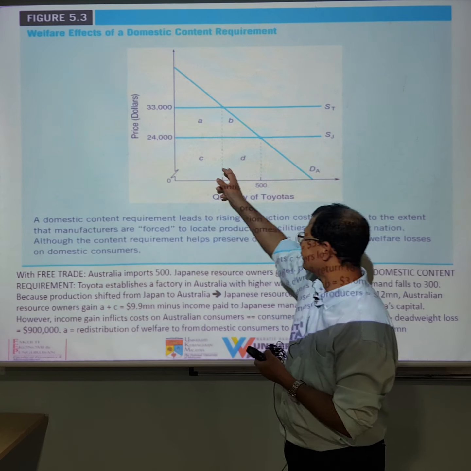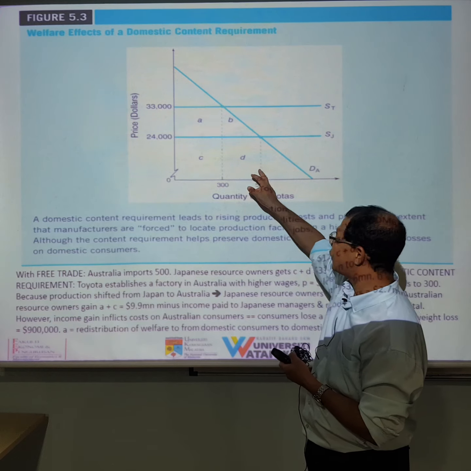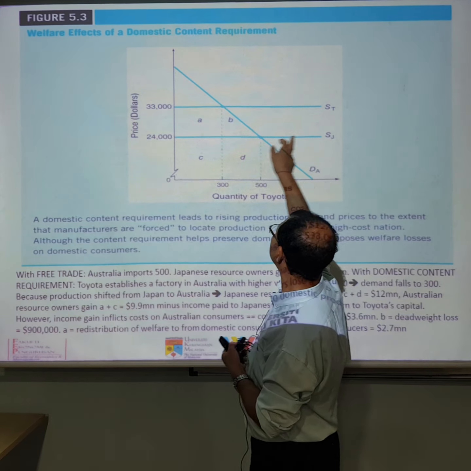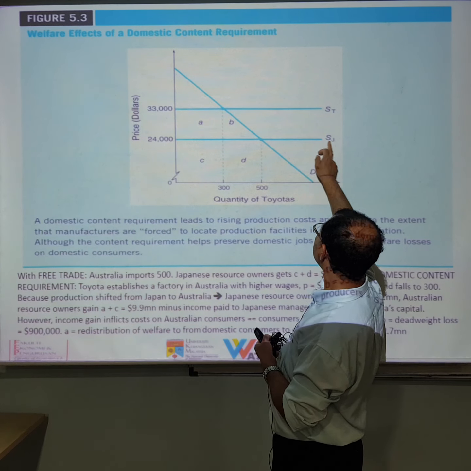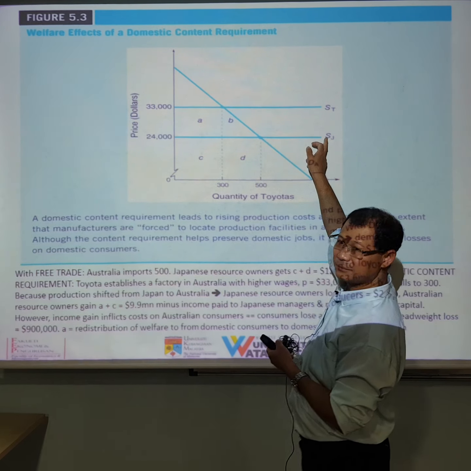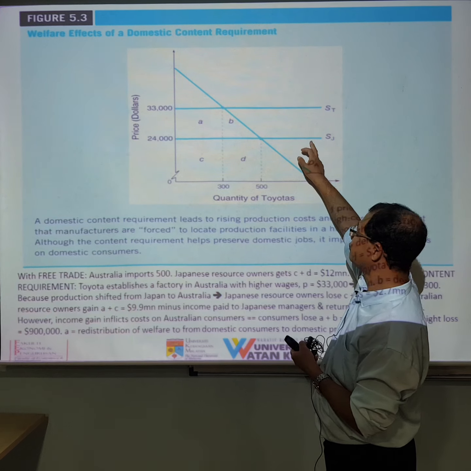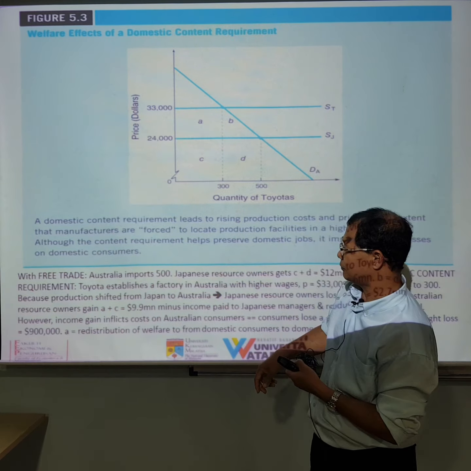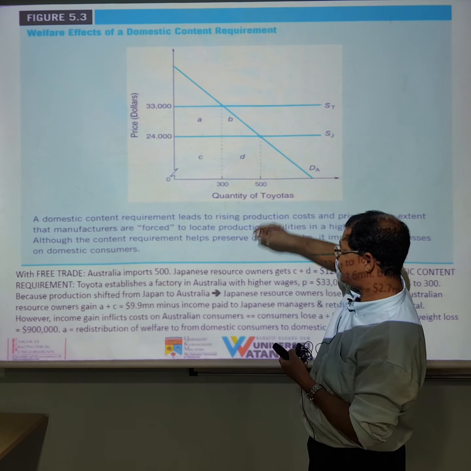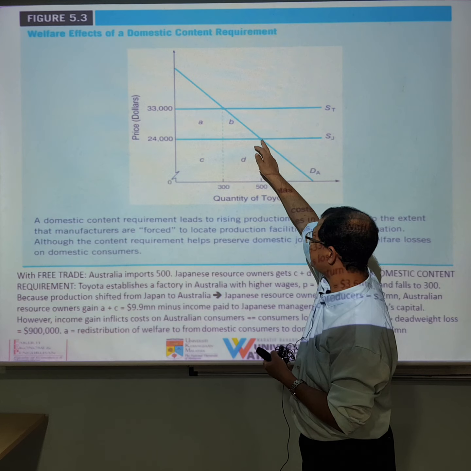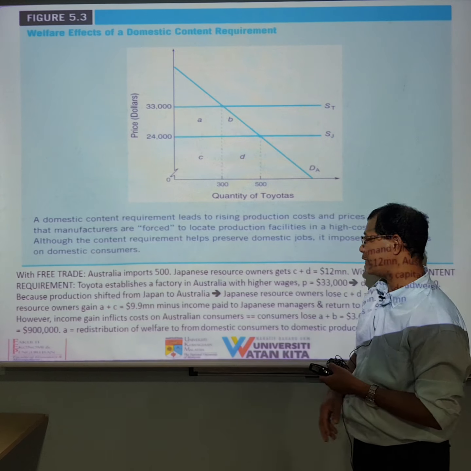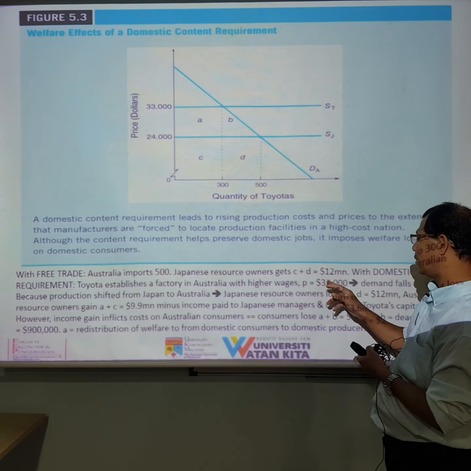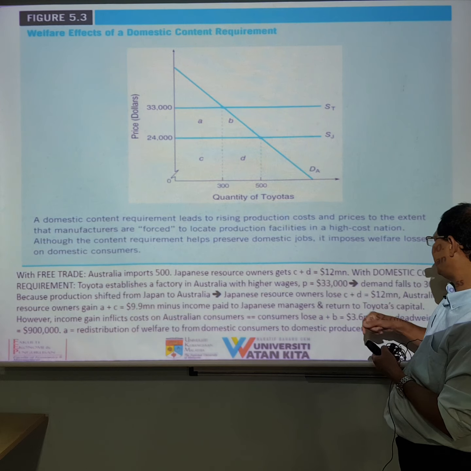Australia imports 500 Toyotas from Japan under free trade. This is free trade. This is the supply of Japan, S_J, of Toyota. This is the demand of Australia. So, under free trade, Australia imports 500 units of Toyota. Japanese resource owners get C and D, which you can calculate as $12 million.